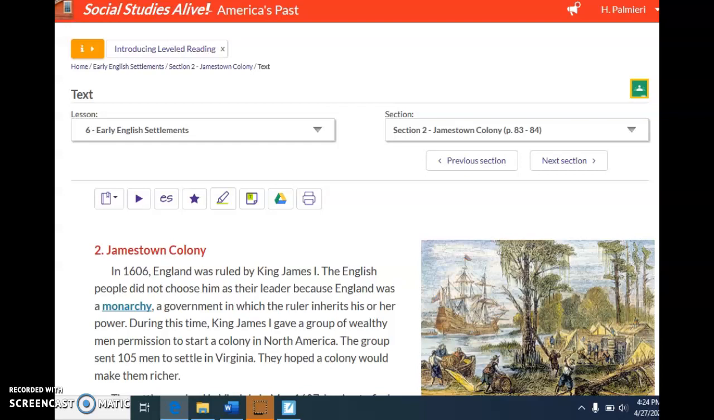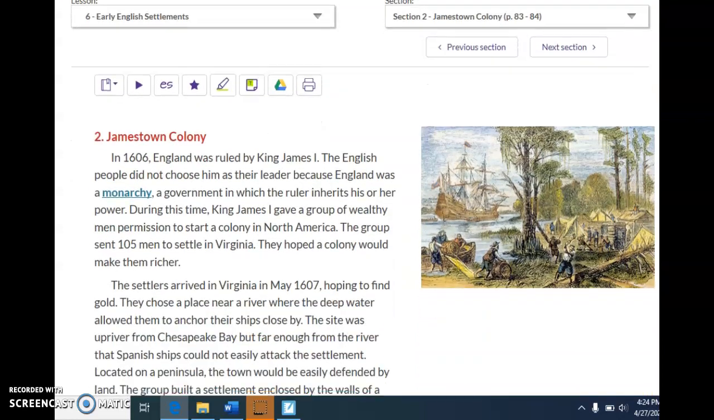This is from our same History Alive text. It's about the Jamestown colony. I'm going to read it to you, but I'm also going to be posting an entire document with all three colonies in it that you can read or reread on your own. I'm doing this as an option.